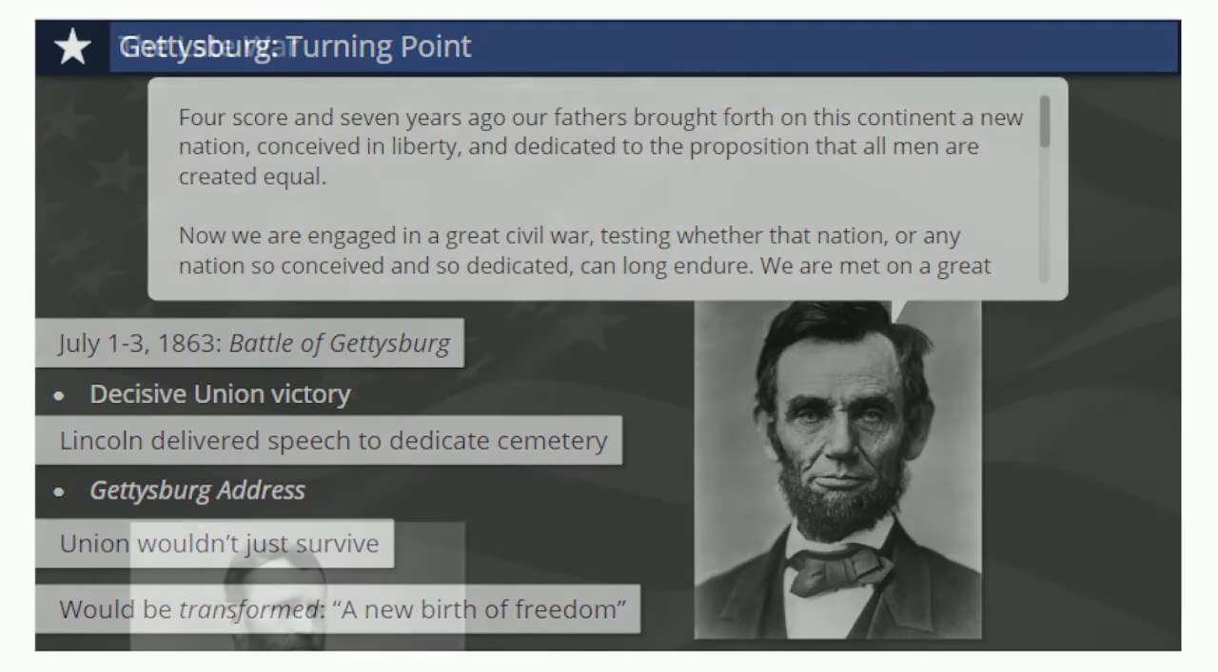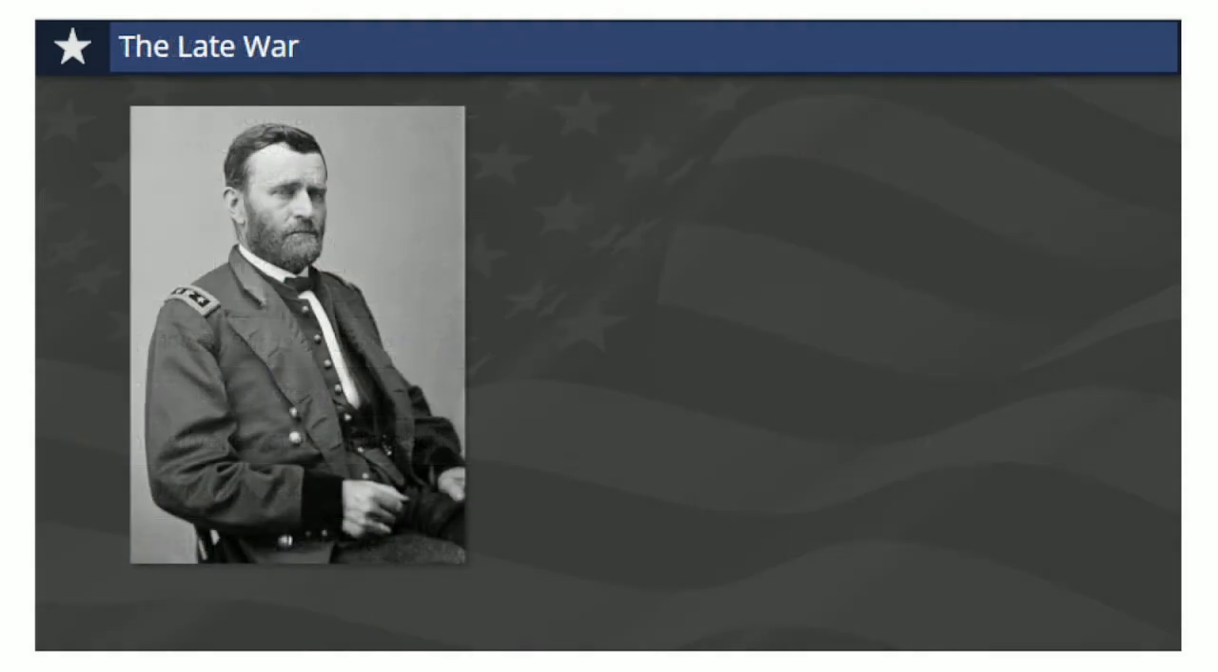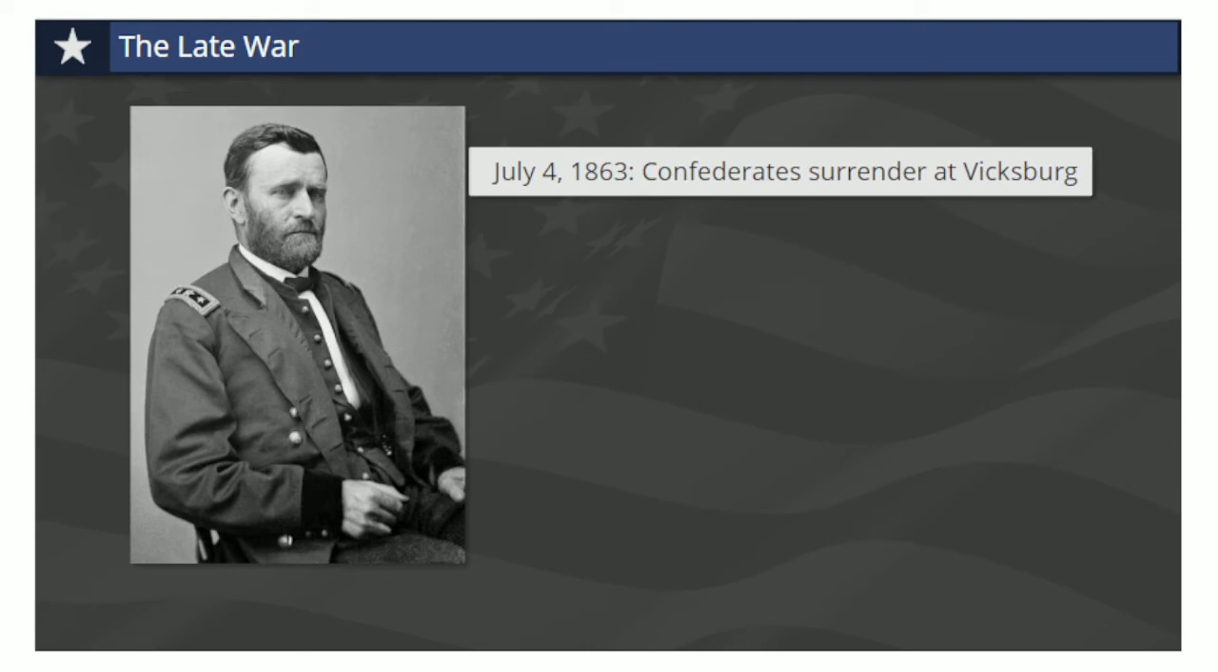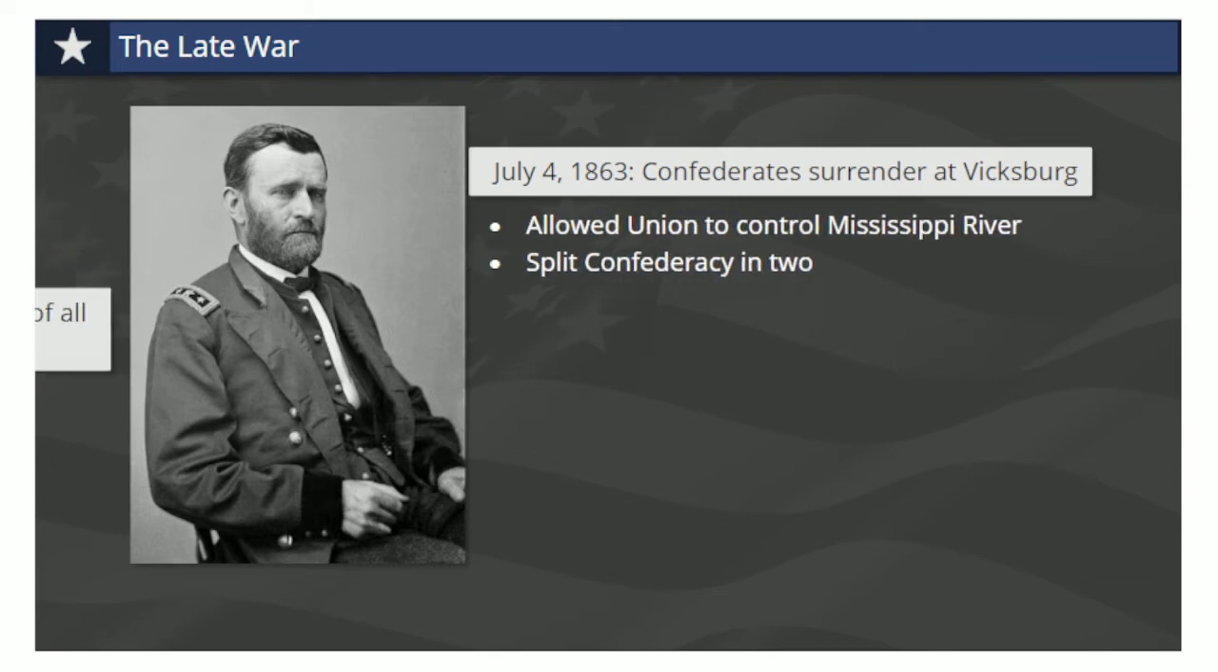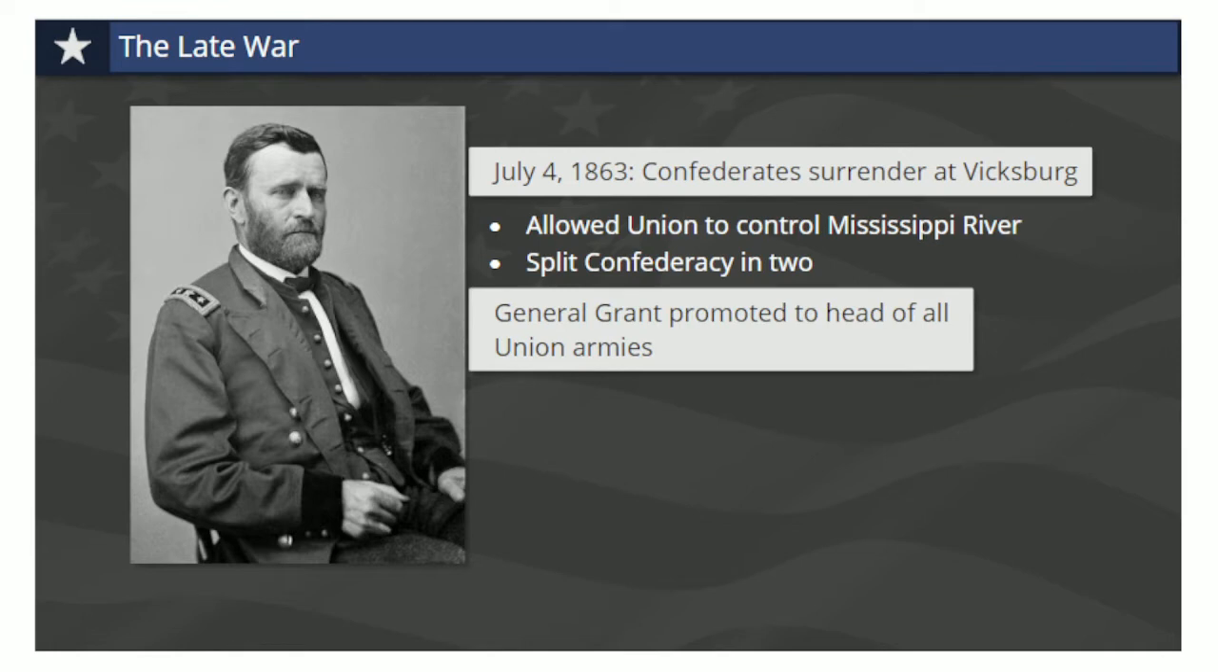Gettysburg wasn't the Union's only major victory in 1863. On the 4th of July, the very day Robert E. Lee's troops retreated from Pennsylvania, Confederate forces surrendered at Vicksburg, Mississippi. Vicksburg was a stronghold on the Mississippi River, and conquering it allowed the Union to control the river and split the Confederacy in two. The general who triumphed at Vicksburg was General Ulysses S. Grant, who Lincoln soon promoted to the head of all Union armies.